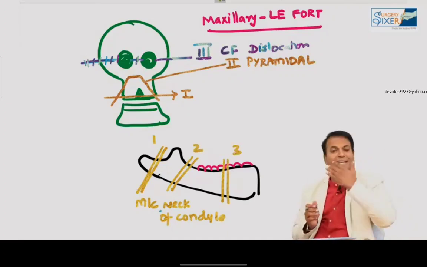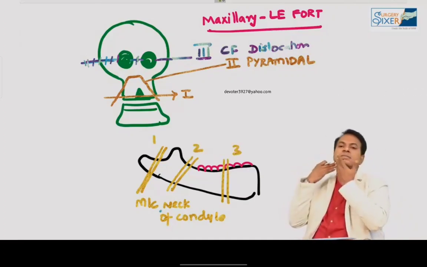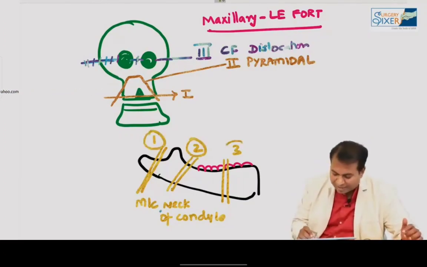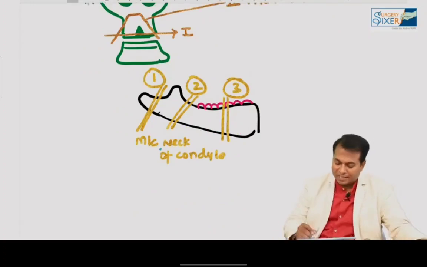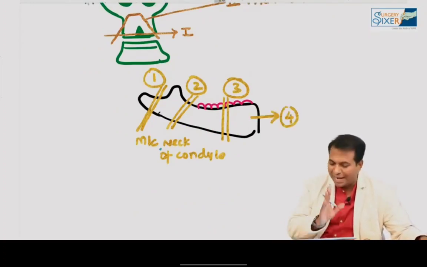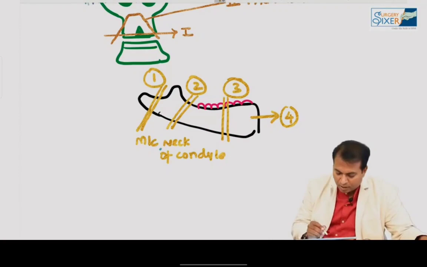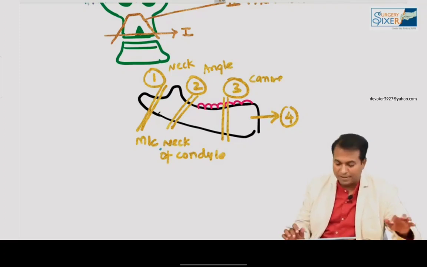The order of fracture of the mandible is condyle, angle, then at the level of the canine tooth. This can be asked as an order-based or sequence-based question. And the last one is the middle of the mandible. So in the mandible: 1 is neck of condyle, 2 is angle of mandible, 3 is canine level, and 4 is middle of the mandible. This is the order of injury of the mandible.